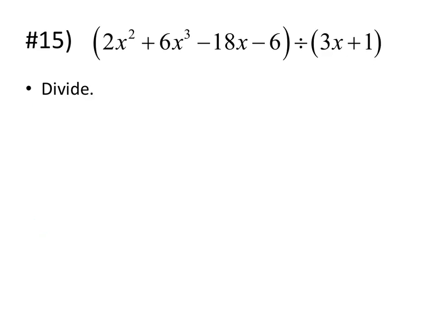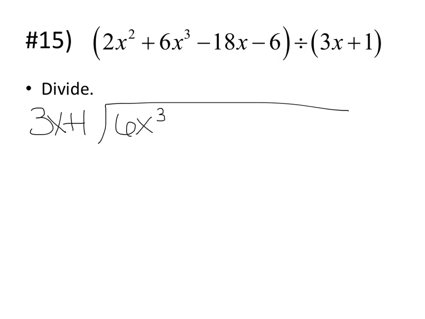Okay, so we've got 3x plus 1 dividing in. Now notice, they did not have them in order for me, so I'm going to put them in order. So it's 6x cubed. Always keep your sign with it. It's positive 6x cubed plus 2x squared, because it's positive 2x squared, minus 18x, because it's negative 18x, minus 6, because it's negative 6. And then let's check. 3, 2, 1, 0. Now I'm good to go.